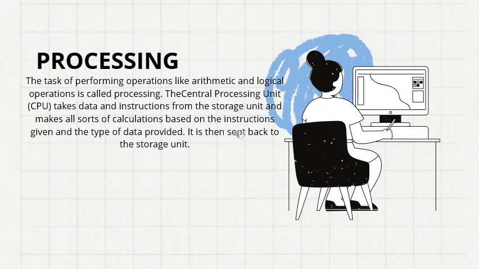So what is processing? The task of performing operations like arithmetic and logical operations is called processing. The central processing unit, that is the CPU, takes data and instructions from the storage unit and makes all sorts of calculations based on the instructions given and the type of data provided, and then it is sent back to the storage unit.